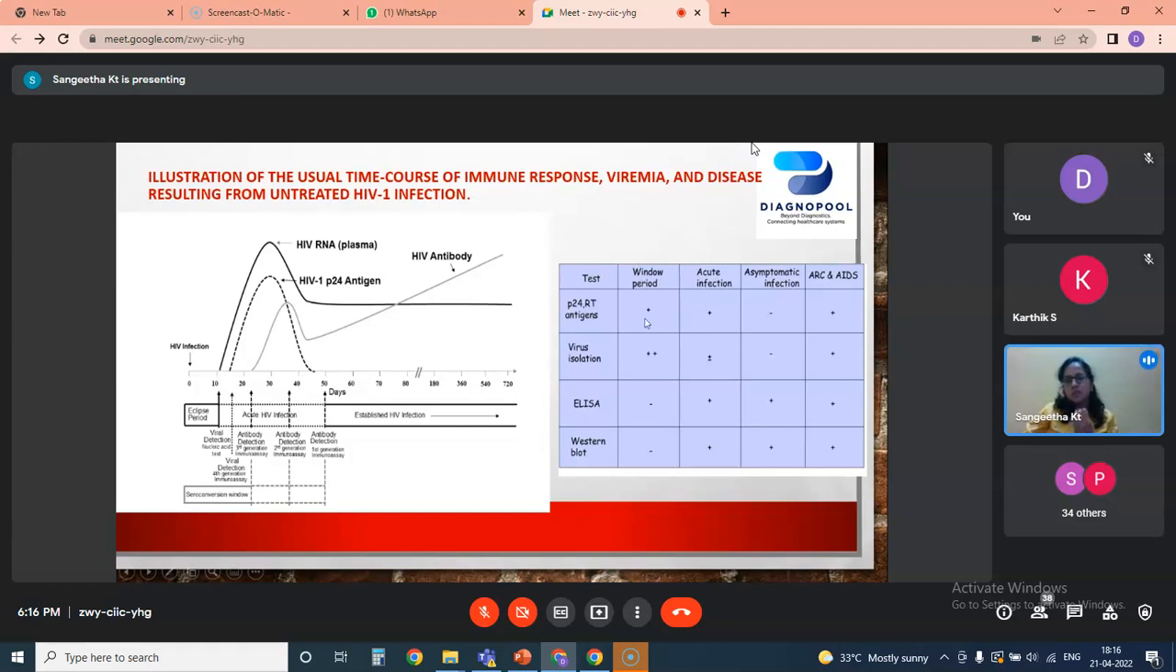During the window period, you need to test for the P24 antigen or the virus, because only the virus can be detected as the antibodies are not yet developed. Next, in acute infection, where the antibodies are slowly picking up, you can detect the P24 antigen and isolate the virus. ELISA methods or Western blot can be used for antibody detection. In the asymptomatic period of latency, where there is a slight decline of P24 antigen, it is best to opt for antibody methods by ELISA or Western blot. In full-fledged AIDS, the AIDS-related complex and AIDS, any of the methods can be chosen because we have all of them in the body at that time.